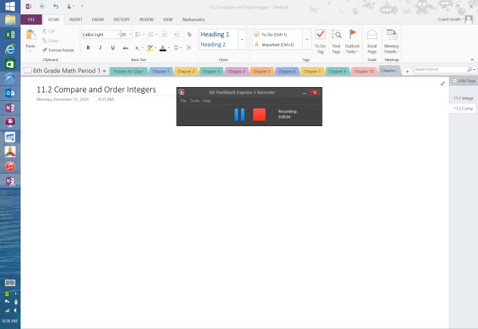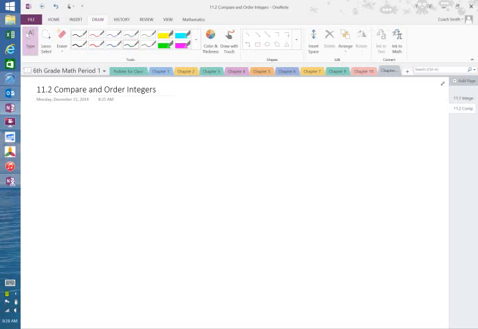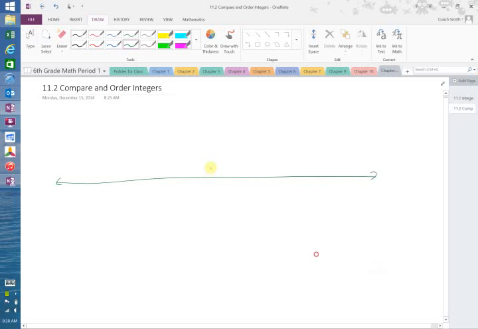Okay, 11.2. We got to look at our number line again. We talked about the number line on Friday, but we want to look at it again, with 0 right in the middle. Obviously on a number line, 0 could be anywhere you want to make it. But I want to talk about what we said on Friday.